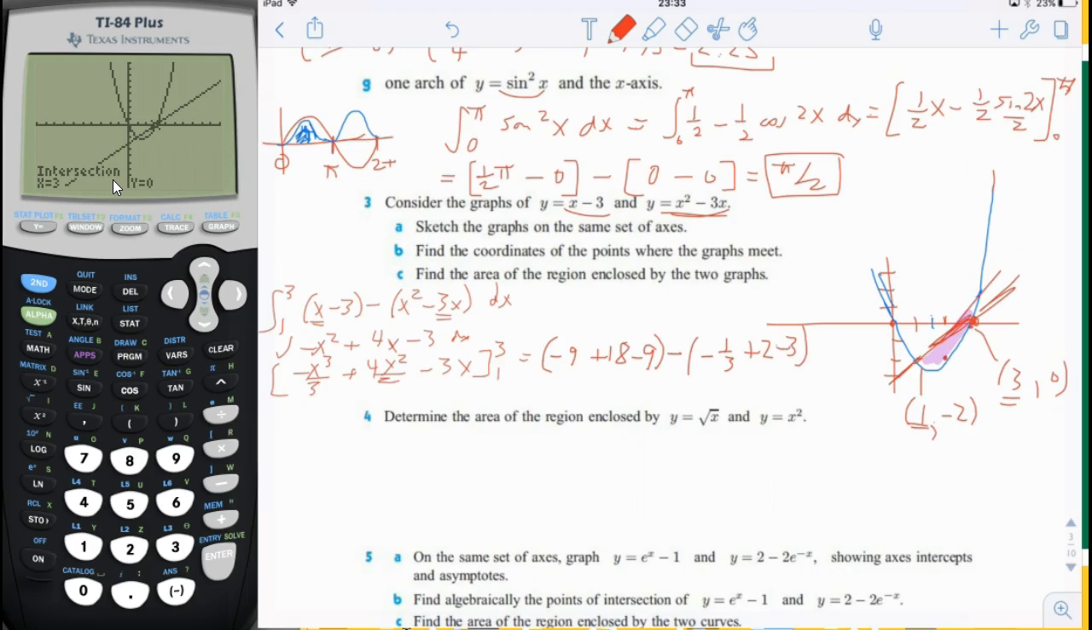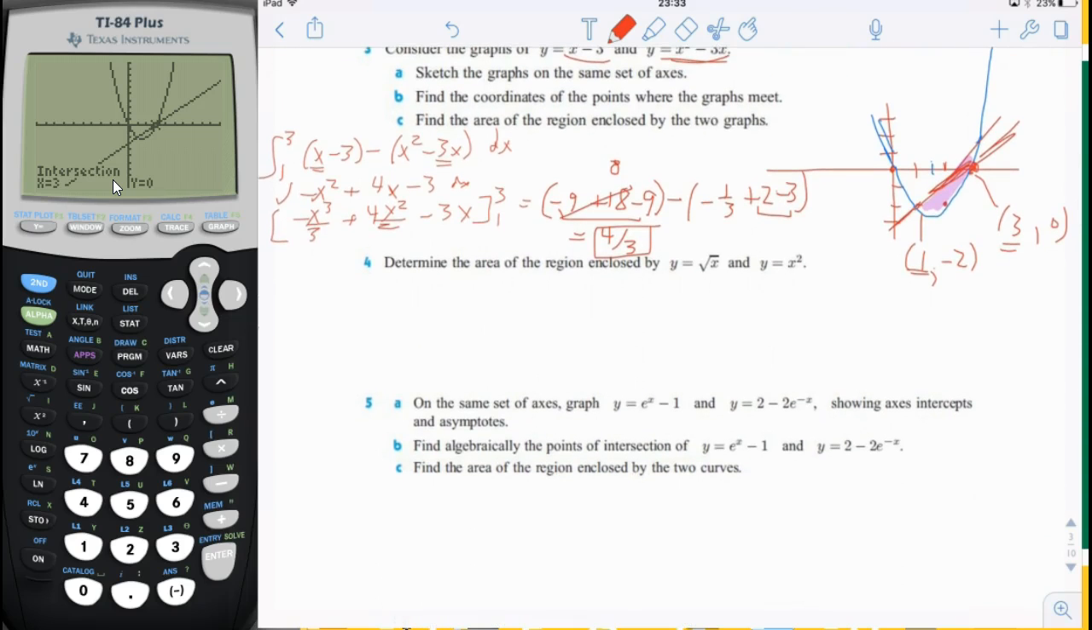And so you can see that this one here just goes to 0, right? 18 minus 9 is just 0. And then this one here, let's see, 2 minus 3 is negative 1, minus 1/3, which would be negative 4/3. Then we take the negative of that, and it would be positive 4/3. So the answer is positive 4/3.